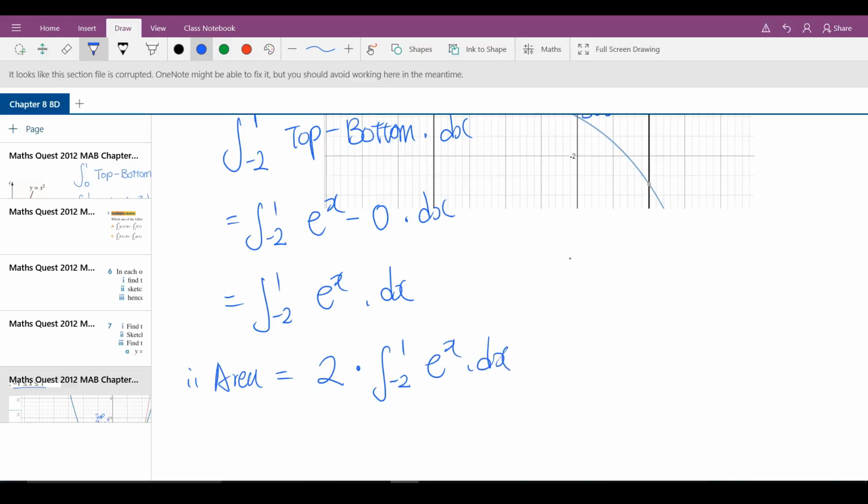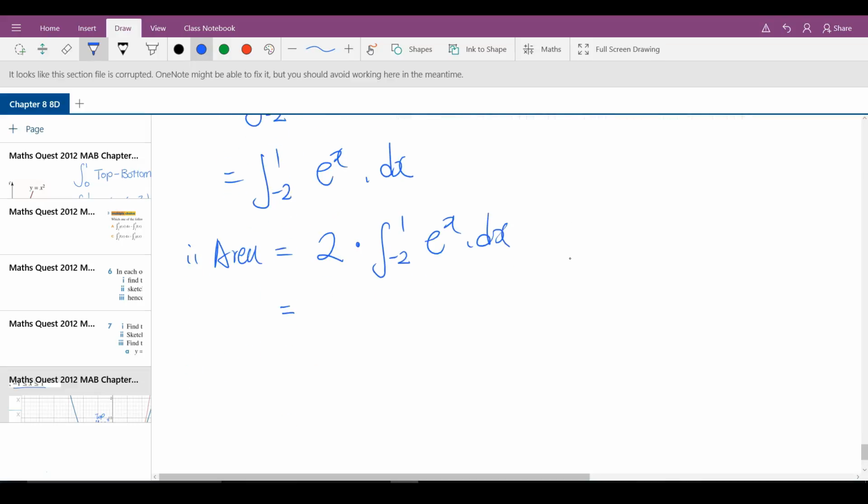The 2 is all going to be here, because there are two sections, 2 exact same sections, so we have to multiply by 2 to find the total area. So let's integrate. Wow, that's it. Isn't that easy? All right. And so -2 to 1. All right, let's go.